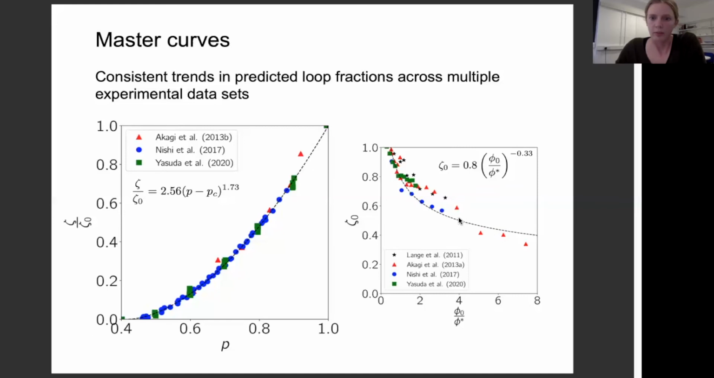An interesting bit here is the stars. The stars are not fit or of any sort. The stars are actually direct experimental measurements of loop fractions. So this is the only direct measurement we have, but the good news is that they also agree with the value of the loop fraction we obtain by fitting, which is an indication that it's not too bad. And the main thing being that the loop fraction decreases when concentration increases.